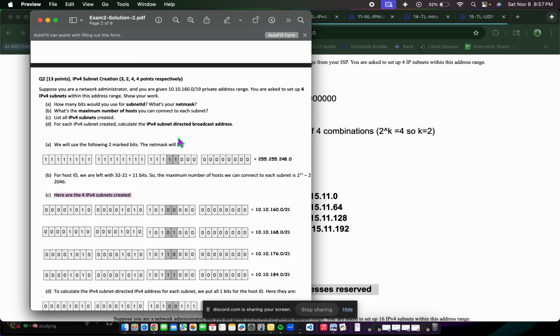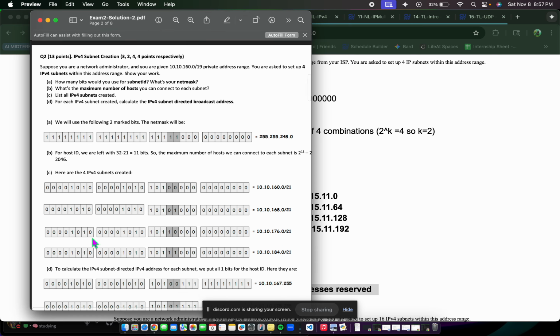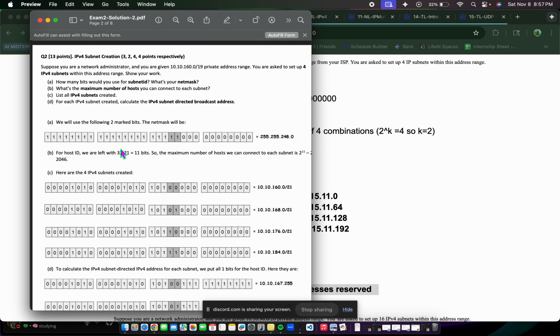So this is a question from the exam, and you can see it's the same thing. How many bits would you use for your subnet ID? What is your net mask? What's the maximum number of hosts you need to connect? List all the IP addresses and calculate the subnet directed broadcast address. So in an example like this, it's pretty much the same question, and I'm assuming the exam will look similar to this.